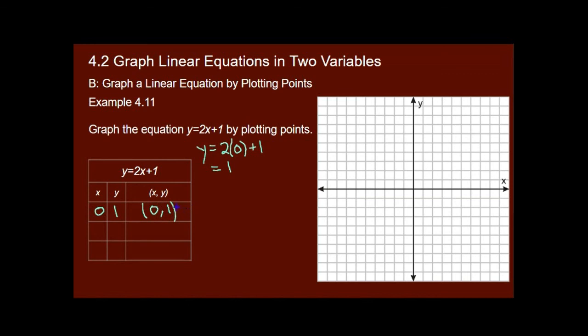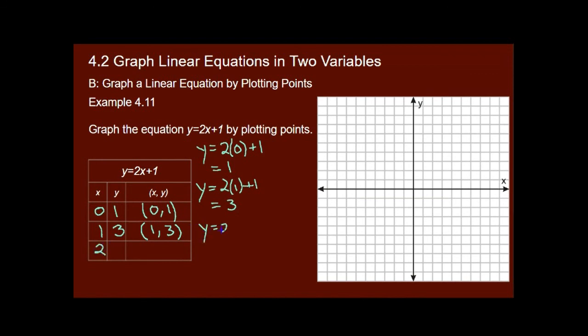Then I'm going to pick another one. I'm going to just pick 1. I'll put 1 in there. 1 is easy to multiply by. y is equal to 2 times 1 plus 1. Oh, that's a plus. And that is equal to 2 plus 1, which is equal to 3. So I know that when x is 1, my y is equal to 3. So my ordered pair is (1, 3). And then I'm going to put 2 in for x.